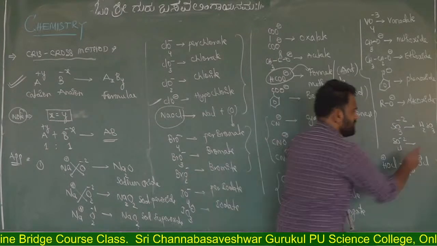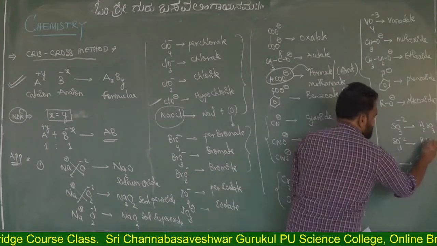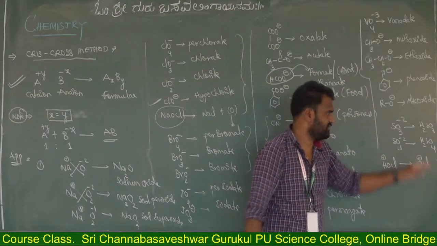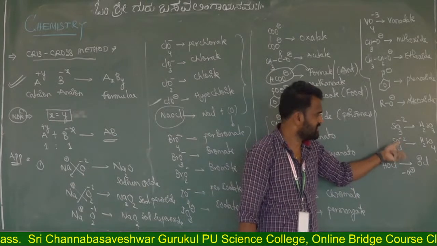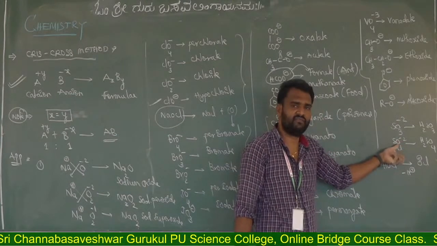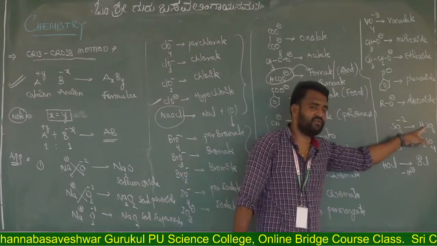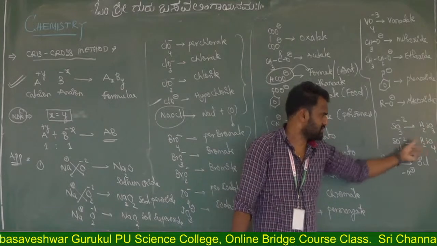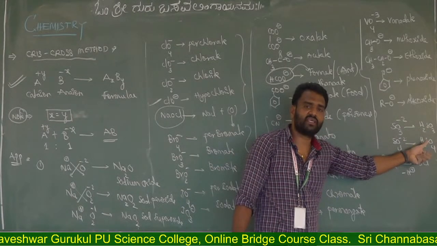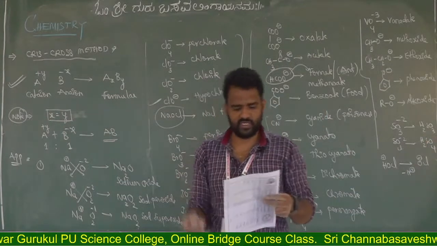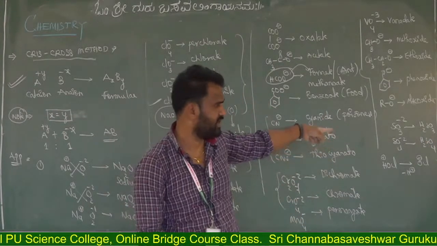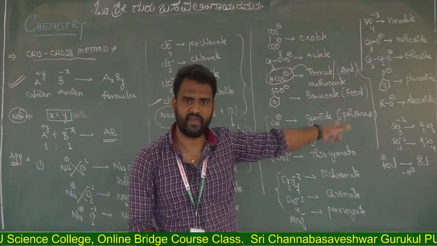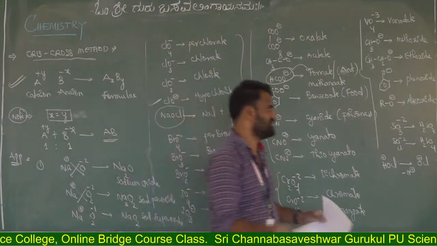Next, sulfuric acid means H2SO4. From this, if I remove 2 hydrogens, you will get SO4 -2. These are the ion names. This is sulfite, this is sulfate. Sulfite you get from sulfurous acid, and sulfate you get from sulfuric acid. Sulfurous and sulfuric are the acids. If you remove hydrogen, you will get the corresponding anions, sulfite and sulfate.